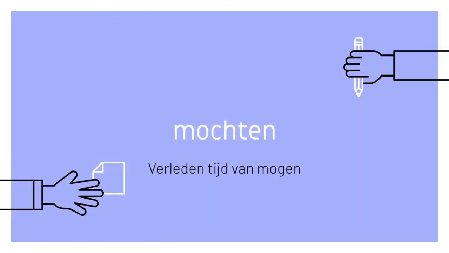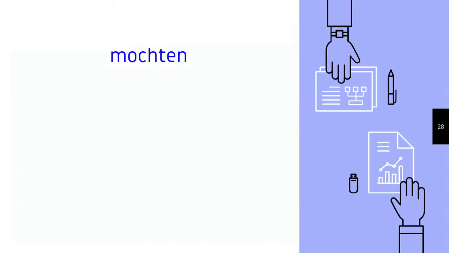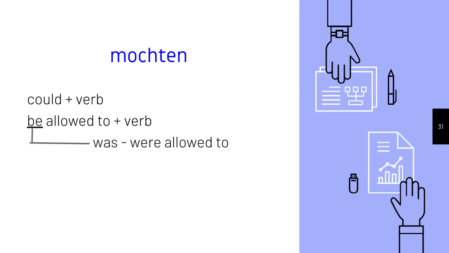So, there's also mochten. Mochten is the verleden tijd van mogen. It's the past. Two possibilities, can't help it. Could plus verb, be allowed to plus verb. Again, change be into was or were. Don't say I be allowed to. Don't say I was be allowed to, but say I was allowed to.